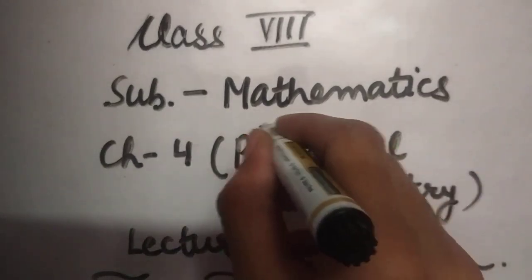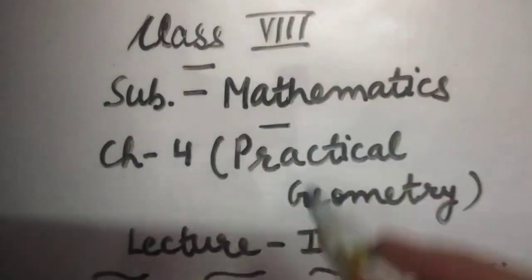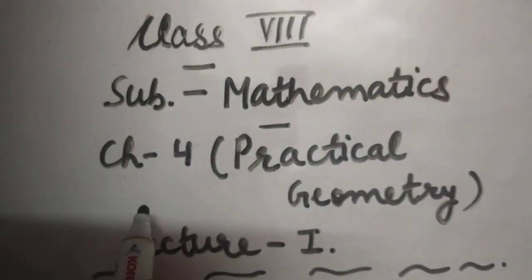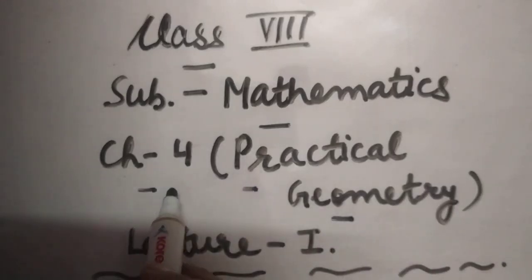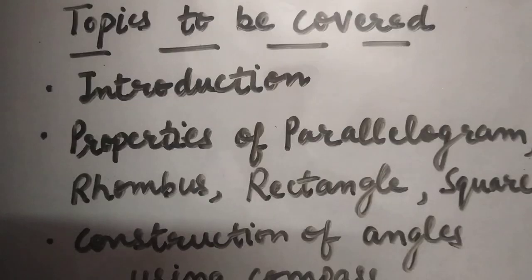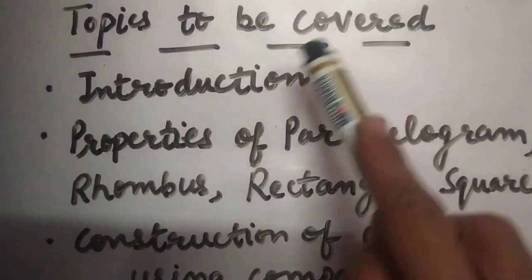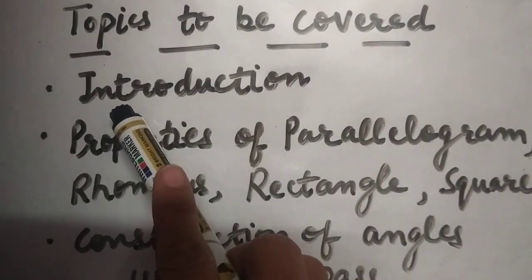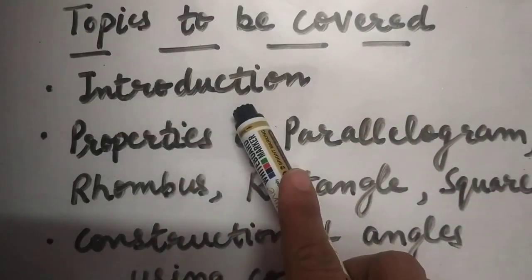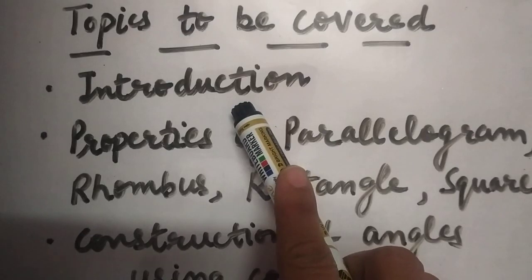Welcome to mathematics class of grade 8, and today I am going to start the next chapter, that is chapter number 4, practical geometry. So this is my lecture number 1 of chapter number 4, practical geometry. Let us see the topics to be covered in this lecture number 1. First of all, I shall discuss the introduction part of this chapter.